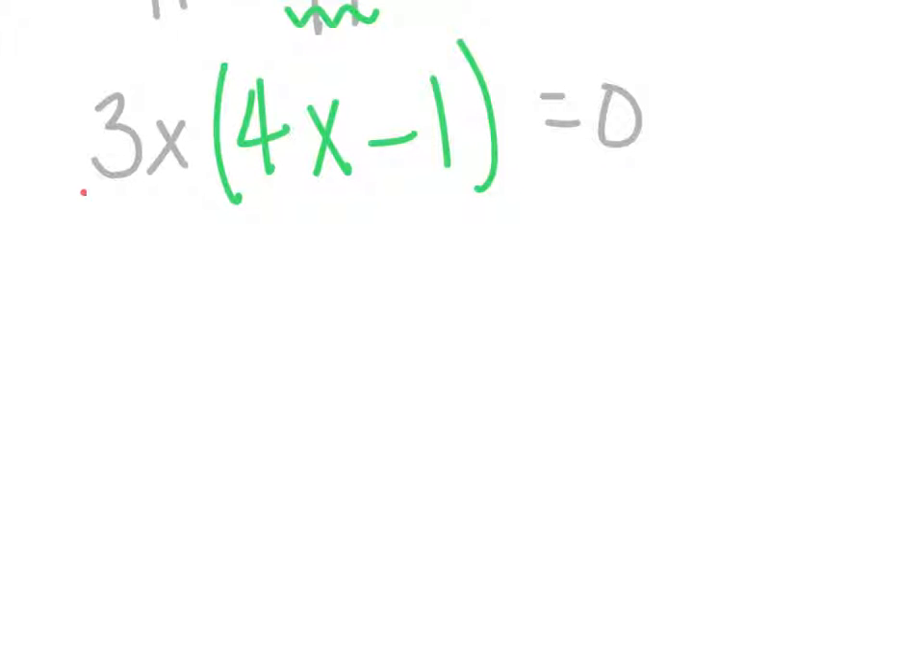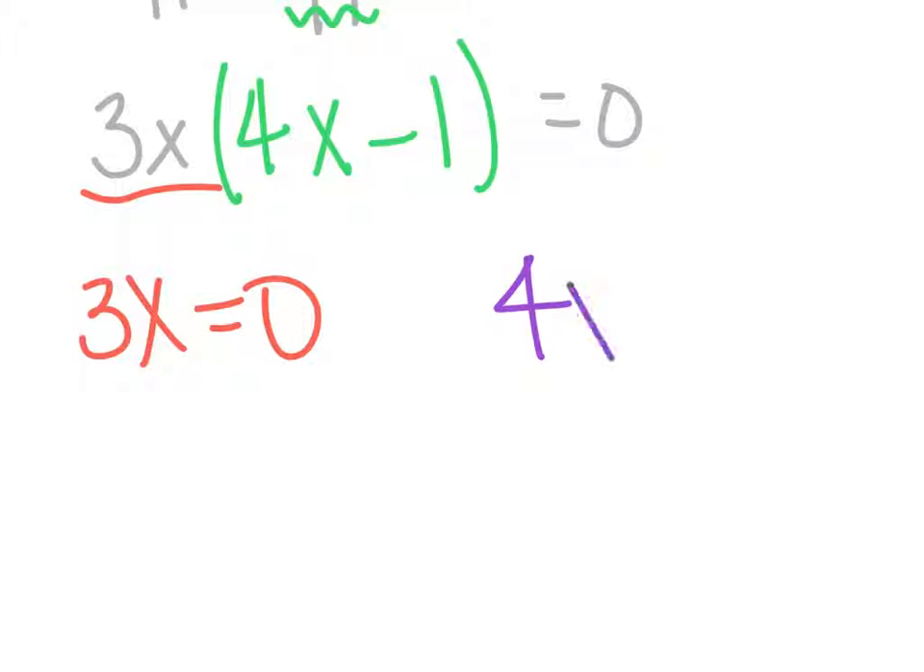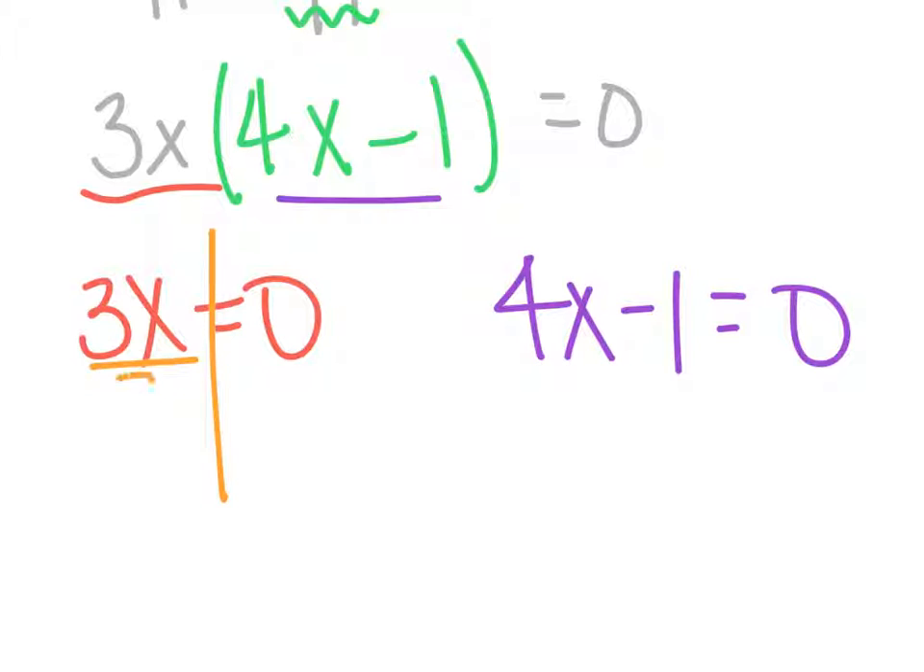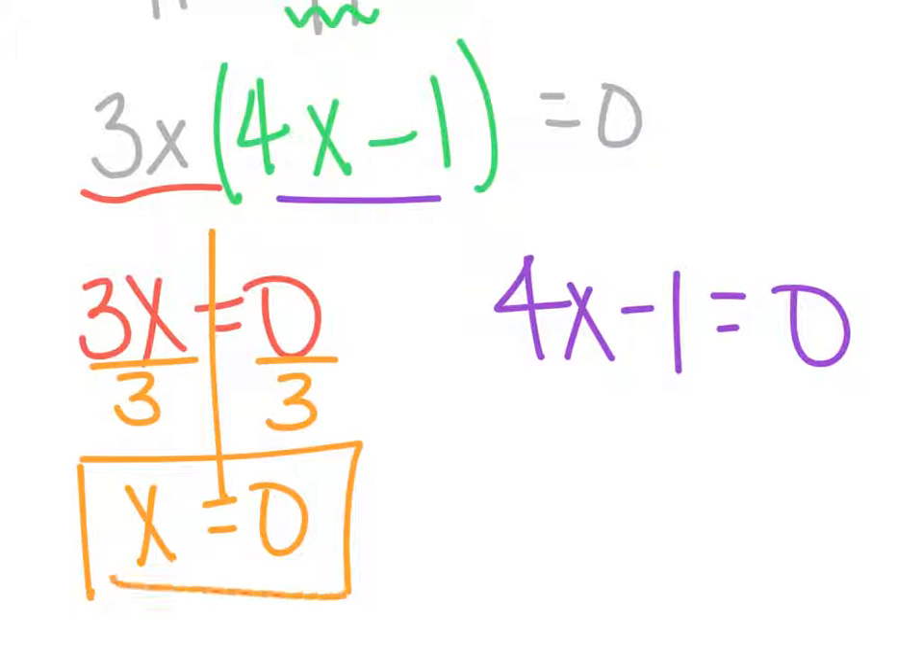So I'm going to take the first part, the 3x, and I'm going to set it equal to 0. And then the next part, the 4x minus 1, and set it equal to 0. And I've got to solve each of these. Well, the first one's pretty easy to solve. So to get x by itself, I'm going to divide both sides by 3, and I get x equals 0. So that's my first answer. I'm going to do the same thing for the other one.